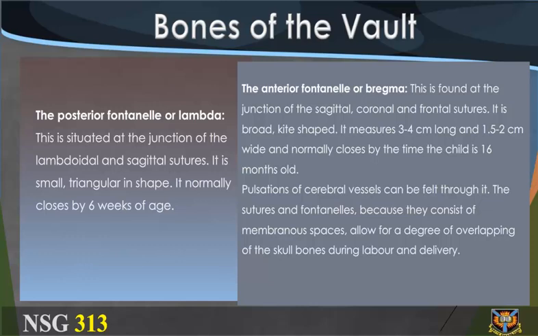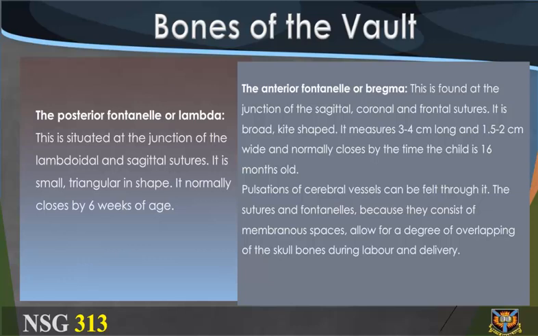The posterior fontanelle or lambda. This is situated at the junction of the lambdoidal and sagittal sutures. It is small and triangular in shape. It normally closes by 6 weeks of age.